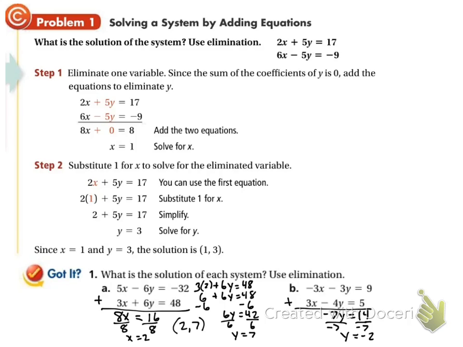We need to go back and plug in. Doesn't matter which equation you choose. I think I'm going to choose the second one. So 3x minus 4 times negative 2 equals 5. So 3x, and then we've got negative 4 times negative 2, that's a positive 8, equals 5. It's going to subtract 8 from both sides. 3x is equal to negative 3, and divide by 3, x equals negative 1. So our solution is the point negative 1, negative 2.